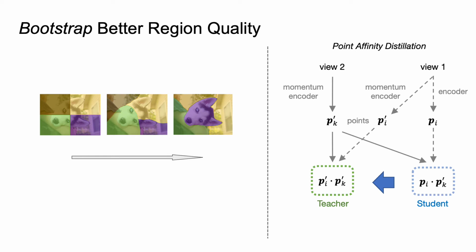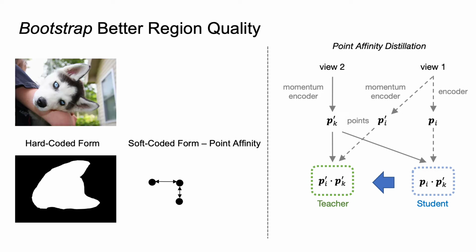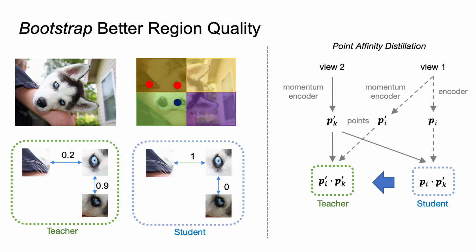Also, operating at the point level enables us to bootstrap for potentially better regions during the pre-training process. This is because any segmentation can be viewed as a hard-coded form of point affinities, 1 for point pairs within the same region and 0 otherwise. A natural byproduct of contrasting point pairs is soft point affinities that implicitly encode regions.